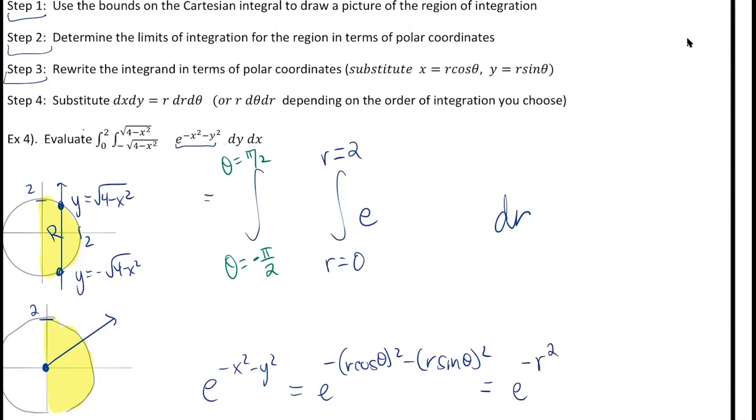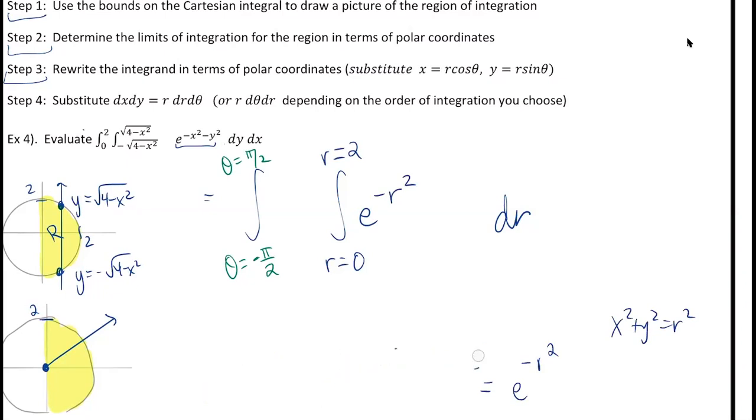And we could have seen that too if you recall that x squared plus y squared is just r squared, and I just have the negative up there in the exponent. Okay, so this was the long way. You don't really have to do it that long way here. I was just showing you where it's coming from. You can look at it and just say, okay, that's e to the negative r squared.